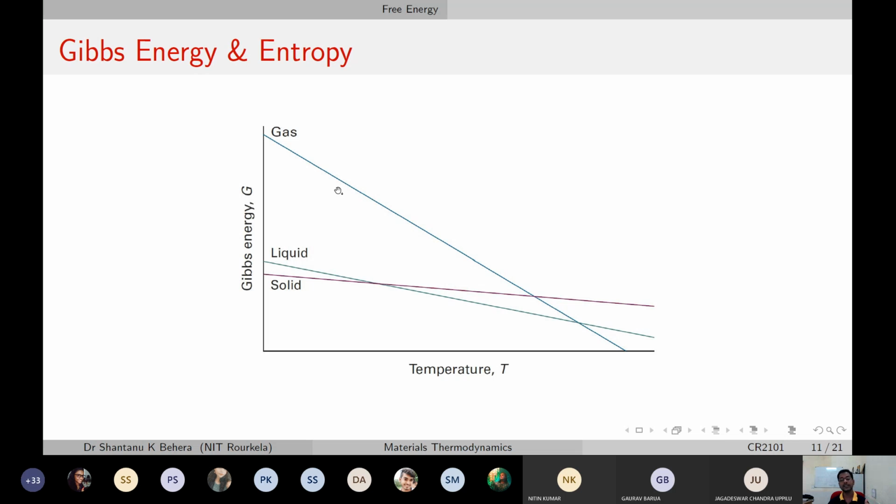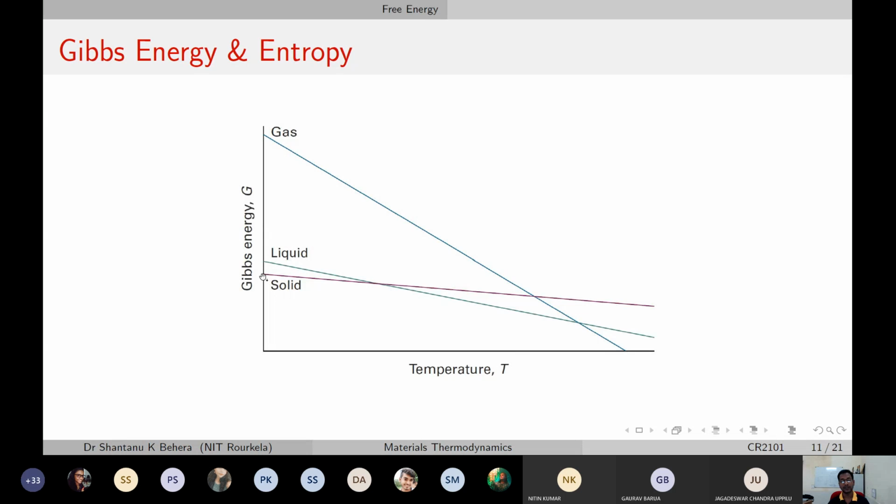The point is that since the slope is much higher here, the extent of change in Gibbs free energy over a small variation in temperature is much larger for the gaseous state than it is for the solid or liquid. All right. So here we are talking about 0 degrees Celsius, and here we are talking about 100 degrees Celsius. That's where the stability is: at less than 0 degrees solid is stable, from 0 to 100 degrees liquid is stable, and above 100 degrees gas is stable.